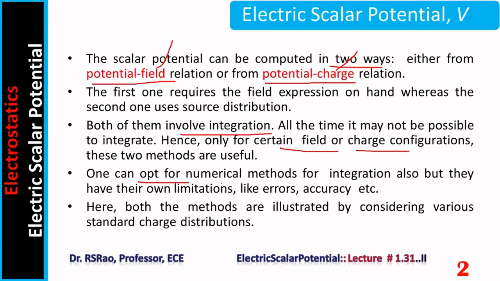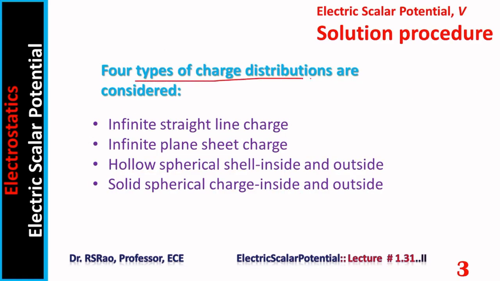One can opt for numerical methods, but they have their own limitations like errors, accuracy issues, requiring a computer, the need to program, and some other special issues that crop up. Here, both methods, the potential field relation method and the potential charge relation method, are illustrated considering various standard charge distributions. 4 charge distributions are considered to illustrate these two methods.